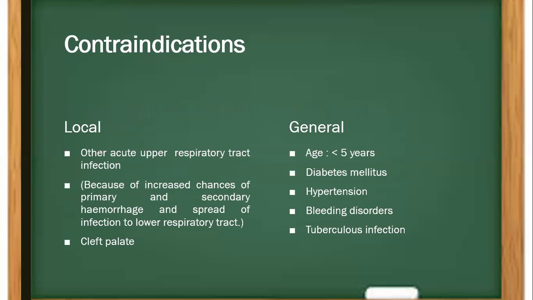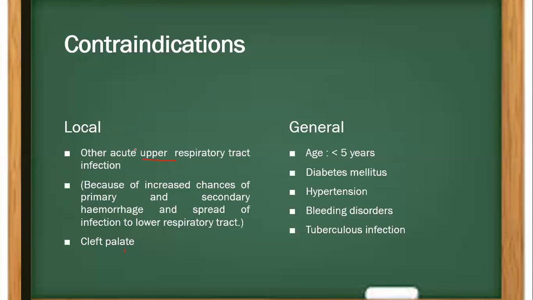Local causes contraindications include other acute upper respiratory infections ആണെങ്കിൽ we should avoid this kind of surgery because അതിന്റെ healing late ആവും. അതോടൊപ്പം തന്നെ റിസ്ക് ഓഫ് കോംപ്ലിക്കേഷൻസ് കൂടുതലായിരിക്കും. ഇൻക്രീസ് ചാൻസ് ഓഫ് പ്രൈമറി ആൻഡ് സെക്കൻഡറി ഹെമറേജ് ആൻഡ് സ്പ്രെഡ് ഓഫ് ഇൻഫെക്ഷൻ ടു ലോവർ റെസ്പിറേറ്ററി ട്രാക്ട്. അതായത് മറ്റൊരു റെസ്പിറേറ്ററി പാർട്ടിലും ഇൻഫെക്ഷൻസ് ഉണ്ടെങ്കിൽ നമ്മൾ അഡിനോയിഡെക്ടമി ചെയ്യുവാണെങ്കിൽ കോംപ്ലിക്കേഷൻസ് ലൈക്ക് ഹെമറേജിന്റെ റിസ്ക് കൂടുതലായിരിക്കും, ഇൻഫെക്ഷൻ കൂടുതൽ സ്പ്രെഡ് ആവാൻ സാധ്യത ഉണ്ടായിരിക്കും.